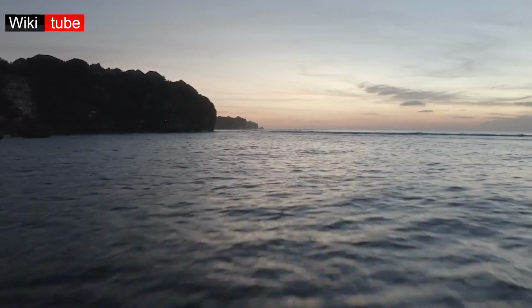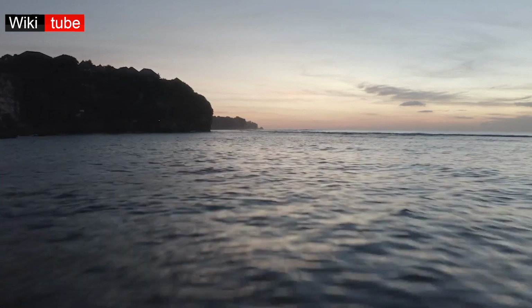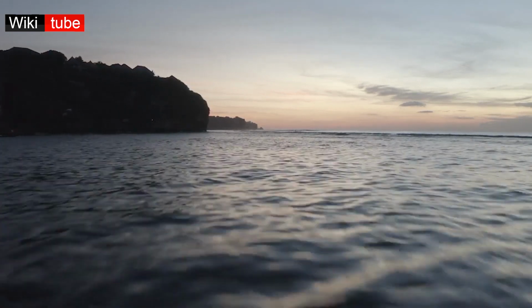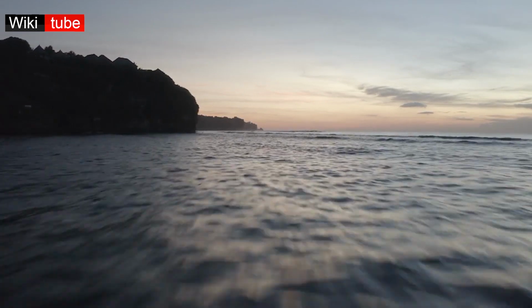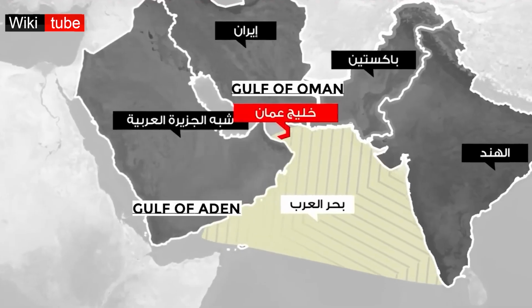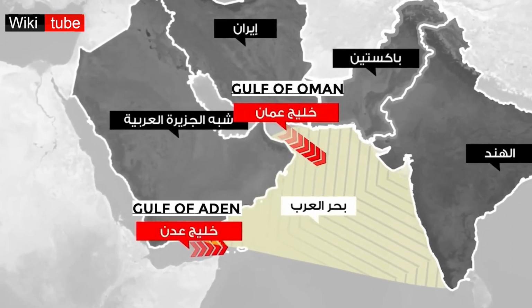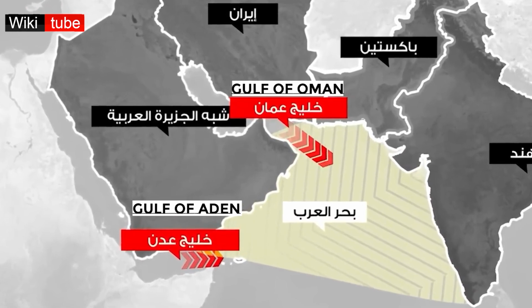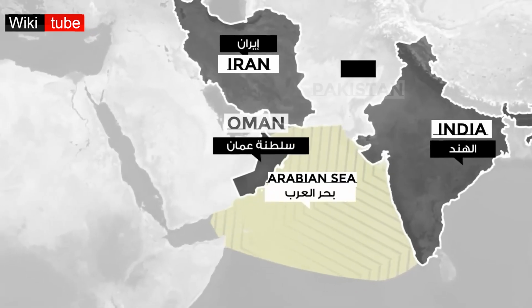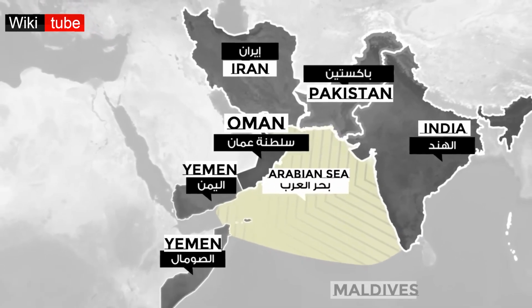Among the most famous mountains that overlook it are the Dhofar mountain range in the Sultanate of Oman and the Western Ghats Mountains in India. It has two extended arms, the Gulf of Oman and the Gulf of Aden. The countries bordering the Arabian Sea are India, Iran, Oman, Pakistan, Yemen, Somalia, and the Maldives.